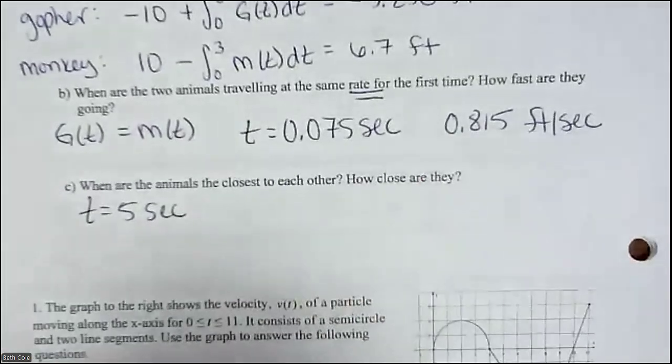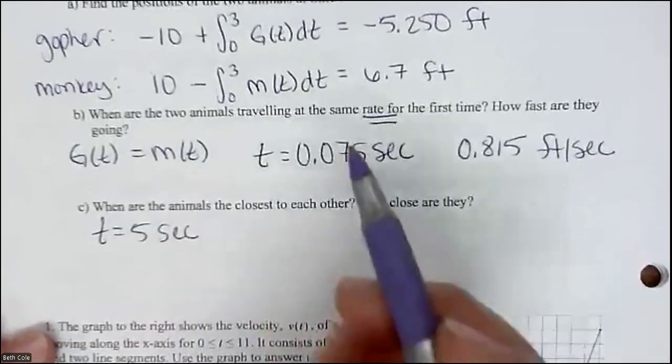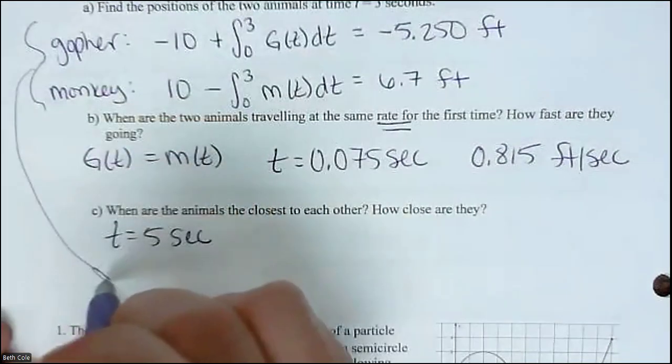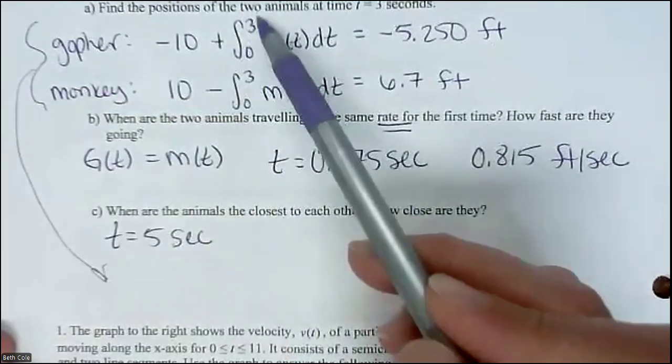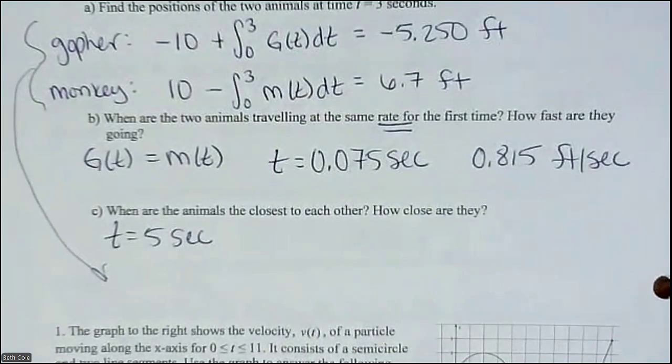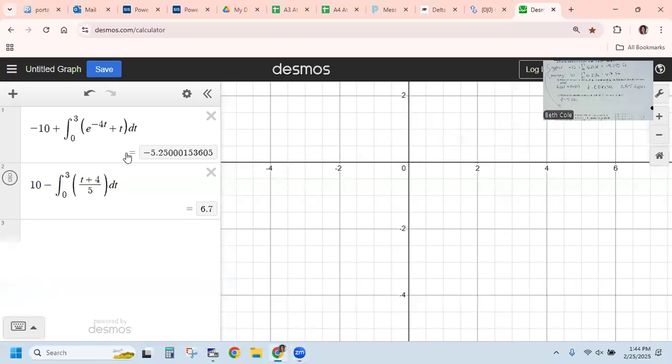Now it says how close are they? I'm not going to rewrite the whole thing, but we're going to repeat exactly what we did in part A, but I'm going to change these 3s to 5s. Now that's the reason I left it in the calculator. So can you all just watch? I'm going to change this 3 to a 5. That's where the gopher is. And I'm going to change this 3 to a 5. Now hold on, we're going to talk about it.